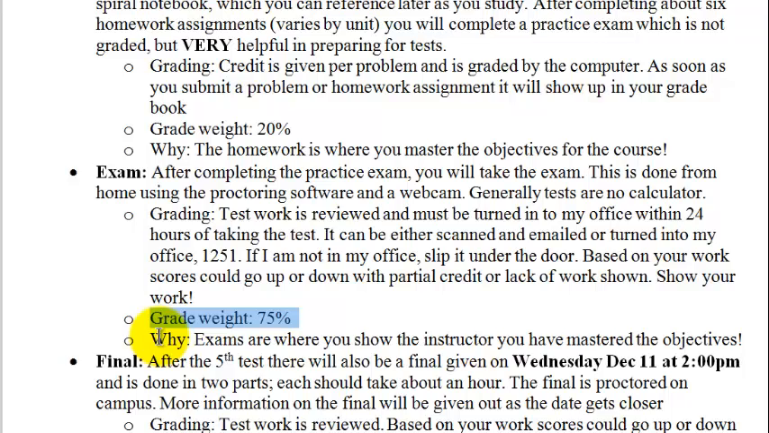Now, if you don't turn in your work, there is a 10% penalty, so it will hurt you to not turn it in, and it will help you if you do turn it in. So make a priority of turning it in.